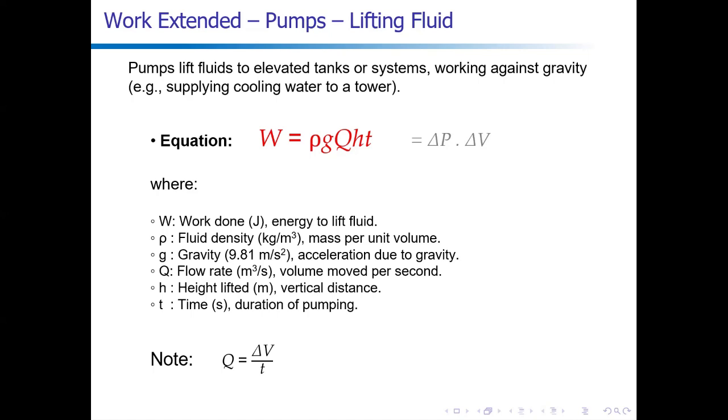The work done to lift fluid vertically is given by rho, the fluid density, multiplied by gravity, multiplied by the volumetric flow rate, multiplied by the height, multiplied by time, aka the duration of pumping. This equation effectively is equivalent to the delta P delta V equation for work, expressed in terms of measurable flow and height, rather than pressure.